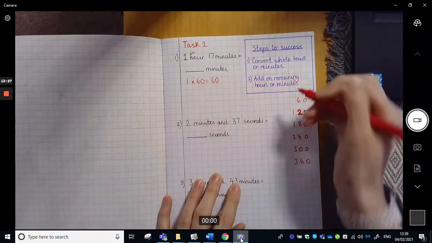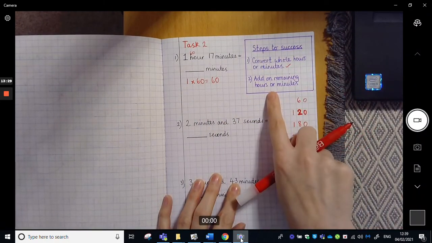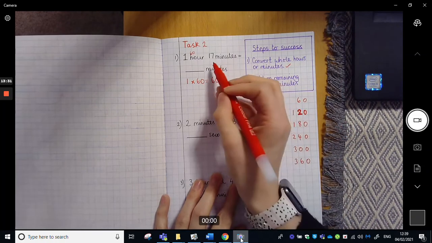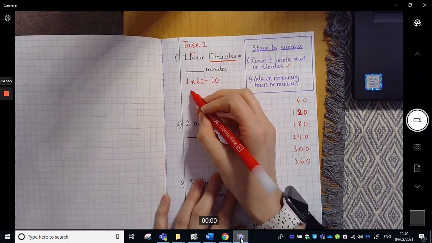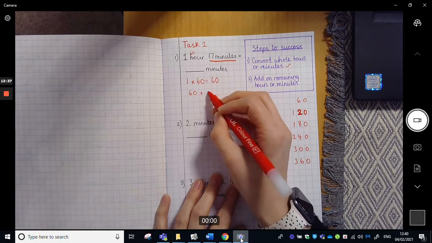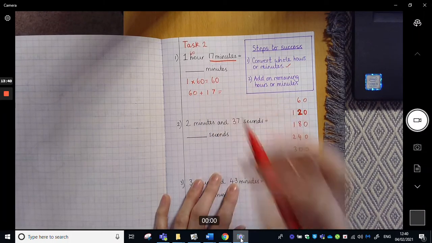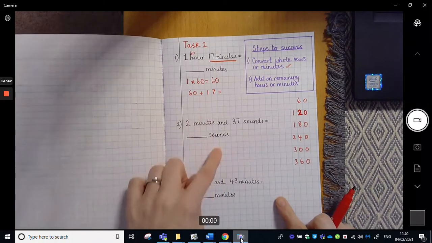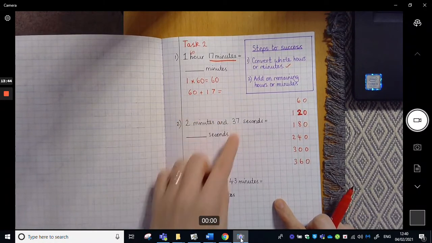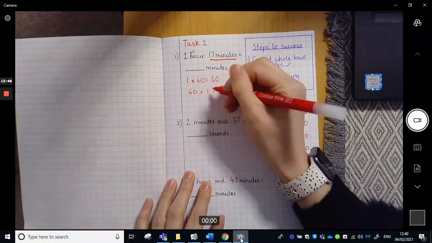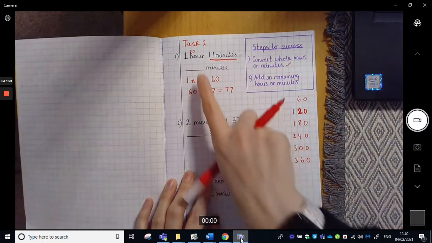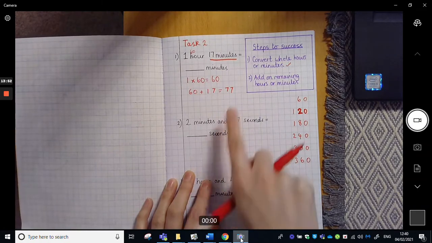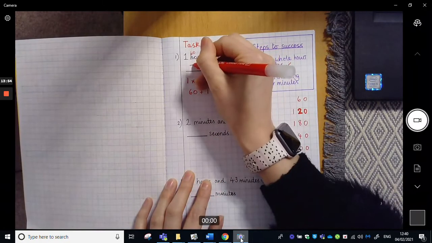So I've done my first step, and then I need to add on the remaining minutes. So it's not just 1 hour, it's 1 hour and 17 minutes. So I need to do 60 plus 17. Now, hopefully you'll be able to do that in your head, but when we get to the bigger numbers, you can do a calculation to help you work that out. I know 60 add 10 is 70, so that is 77. So 1 hour and 17 minutes is equal to 77 minutes in total.